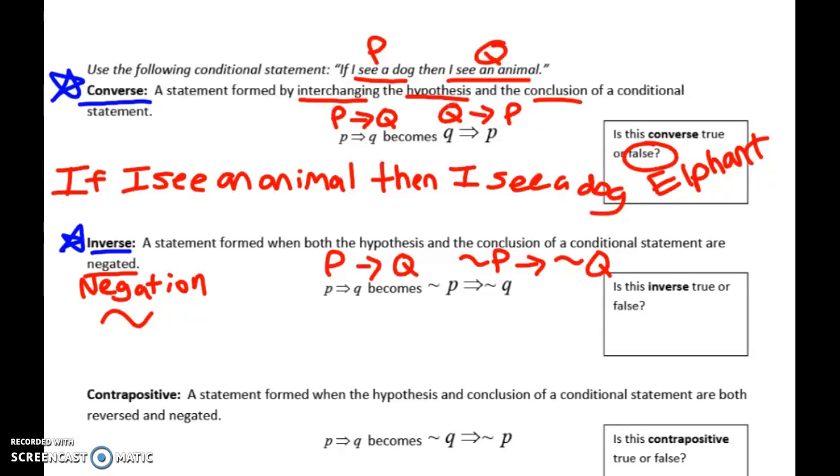How are we going to make this sentence inverse? If I see a dog, then I see an animal. All I'm going to do is take see a dog and see an animal and make it opposite. So it's going to be if I don't see a dog, then I don't see an animal.